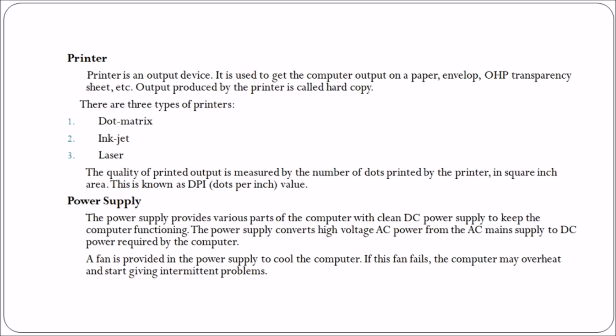Power supply. The power supply provides various parts of the computer with clean DC power supply to keep the computer functioning. The power supply converts high voltage AC power from the AC main supply to DC power required by the computer. A fan is provided in the power supply to cool the computer. If this fan fails, the computer may overheat and start giving intermittent problems.